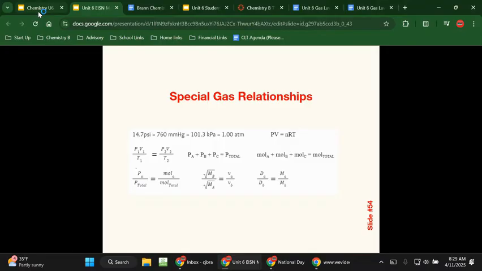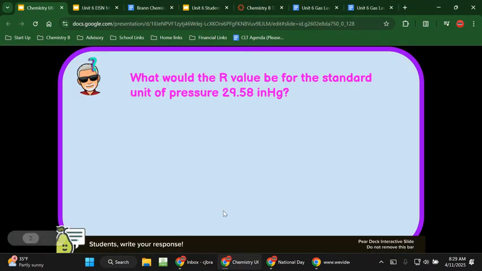Come up, grab a sheet of scratch paper, ladies and gentlemen. I want to know what the R value would be for a standard unit of pressure of 29.58 inches of mercury. I guarantee you will get a question just like this on your test. Guarantee.